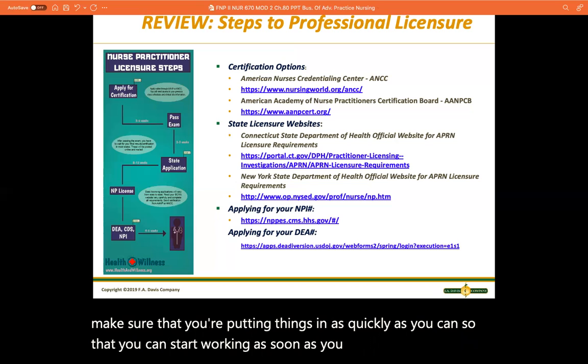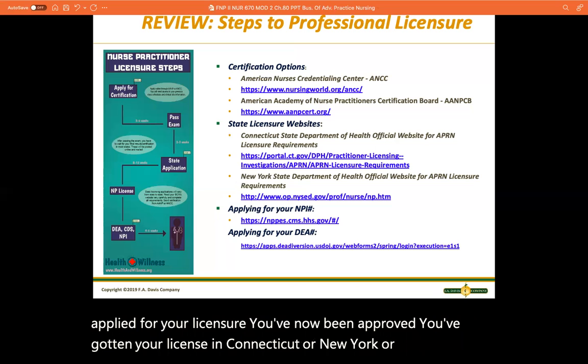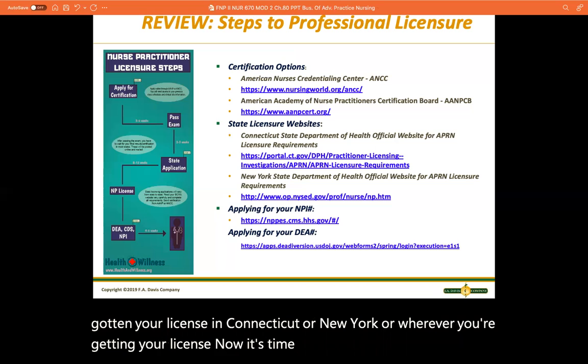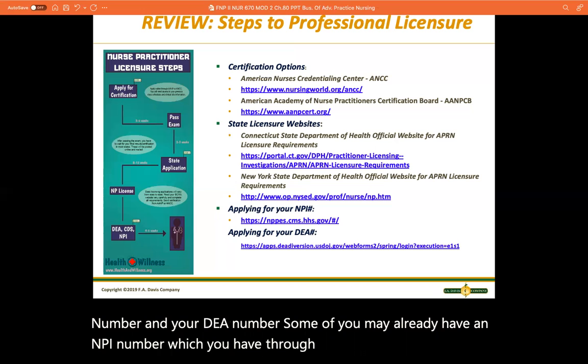Okay, so you've applied for your licensure, you've now been approved, you've gotten your license in Connecticut or New York or wherever you're getting your license. Now it's time to apply for your NPI number and your DEA number. Some of you may already have an NPI number, which you have through your RN, which is fine.